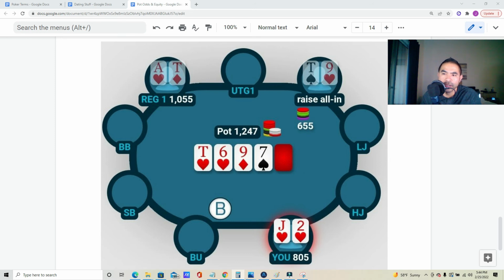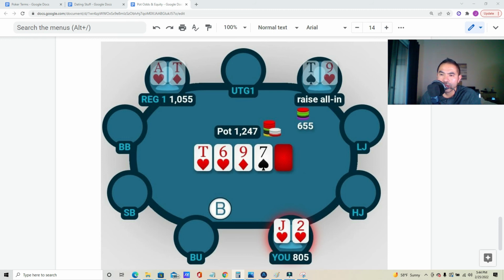With 1 card to come, you simply multiply by 2. It's a rule of thumb out there, right? So 9 plus 3 is 12, so you get 24% equity. That's all you have. So since your percent equity of hitting your hand, 24%, is less than the required 39%, it's a clear fold here.